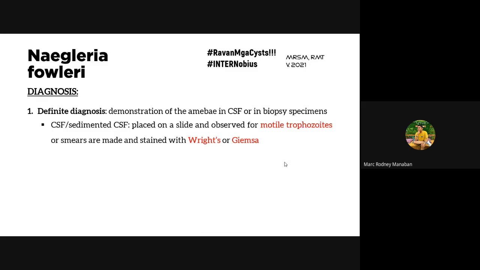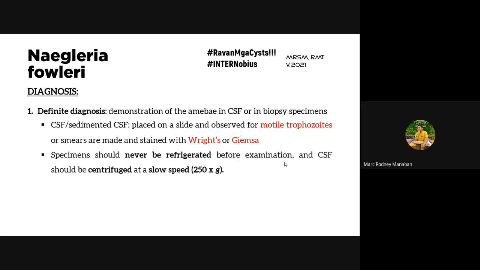Or if we concentrate it by sedimenting, we then make a smear and stain with blood stains, Wright's or Giemsa. For centrifugation, again, it should be done at a low speed, 250 times G, and should never be refrigerated, because this will protect your trophozoites from being destroyed. Now in our discussion of CSF samples in the first lecture on diagnostics, the speed was a bit faster for CSF.